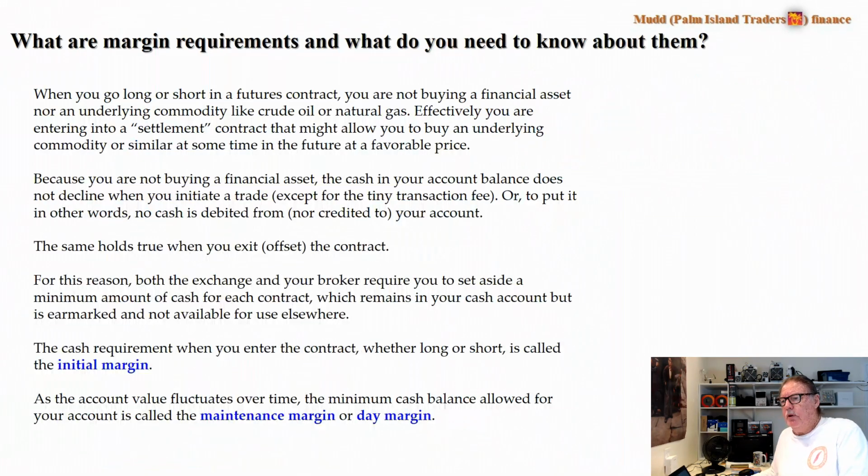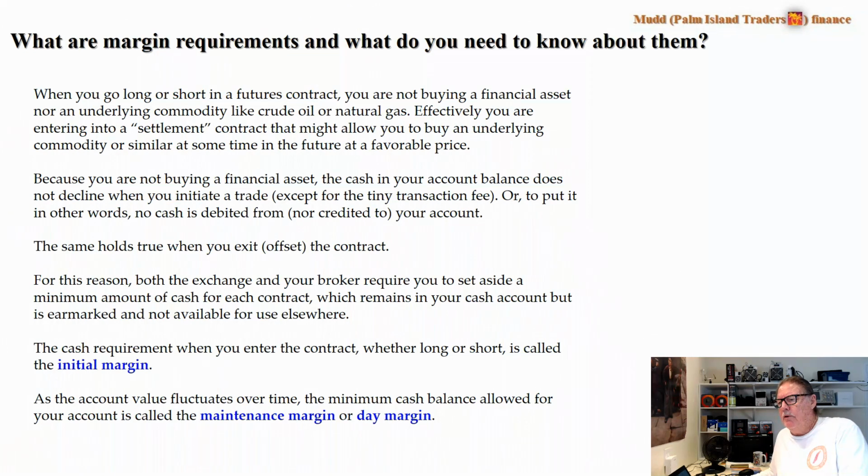All right, let's move to an important subject that you absolutely have to understand if you expect to ever trade options. And that's margin requirements and what they are and why they exist. Now, this is important. When you go long or short in a futures contract, you're not buying a financial asset like you are when you buy an option or sell an option, or buy stock or short stock. You're not buying a financial asset nor an underlying commodity like crude oil or natural gas.